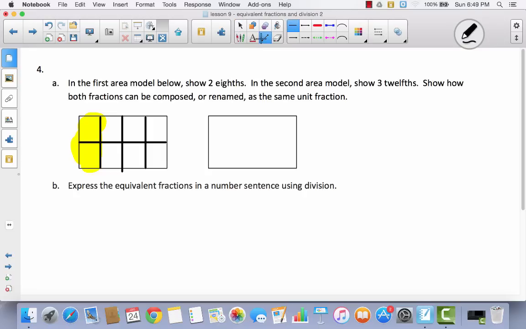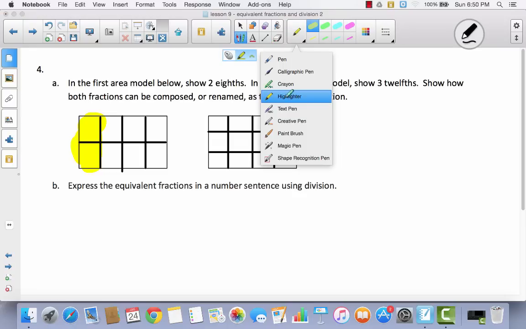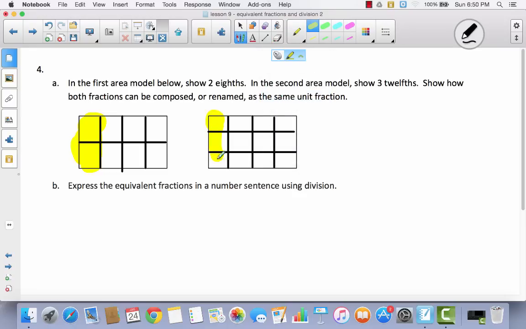3/12. Okay, so to make this 12ths, I'm going to go with 2 horizontal lines so that I divide this into 3 parts. But I'm still going to go with 3 vertical lines just like I did on the 8ths. So when I finish here, I should have 4 groups of 3, which is equal to 12. So I've got 1, 2, 3, 4, 5, 6, 7, 8, 9, 10, 11, 12, and I have to shade 3 out of 12. Let me come here and shade 3/12.